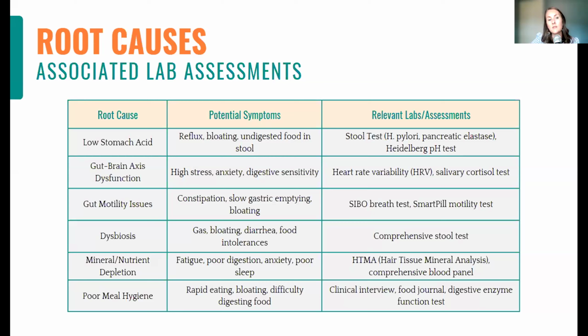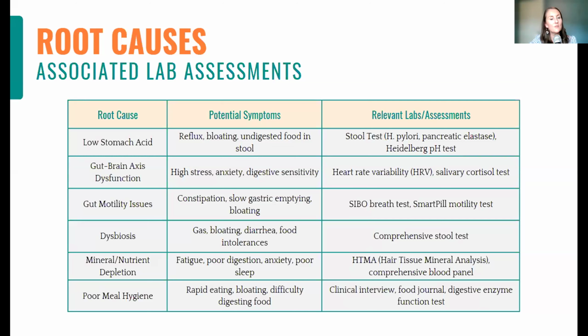With gut brain axis dysfunction, we may see high stress, we may see anxiety, we may see just kind of that digestive sensitivity, like they eat something and they immediately react because of that fight or flight response. You can look at heart rate variability, probably not something that you normally do. You can look at salivary cortisol, or you can just talk to the client and say, what are you doing to relax? And if they say, I can't relax, there you go.